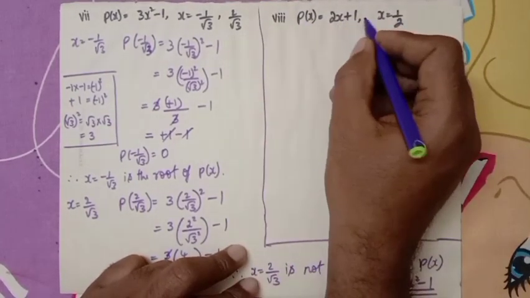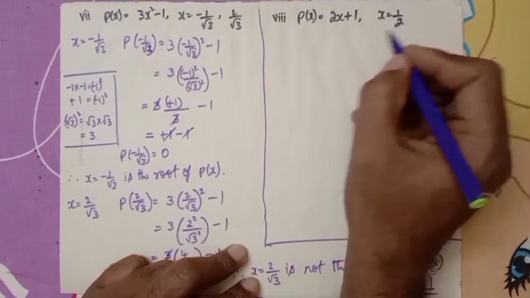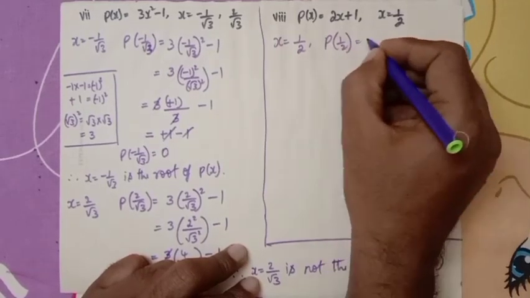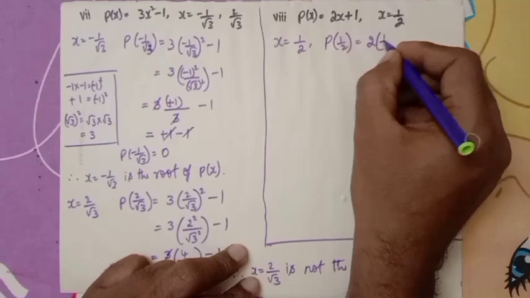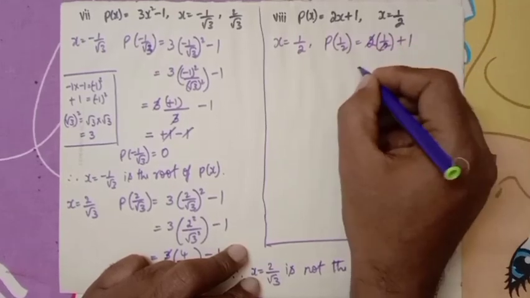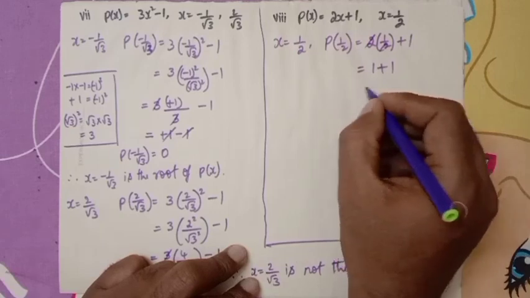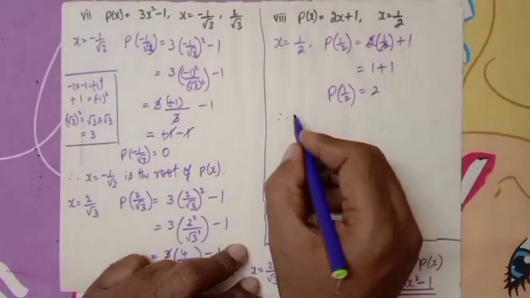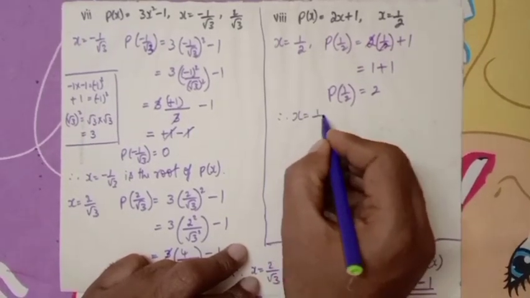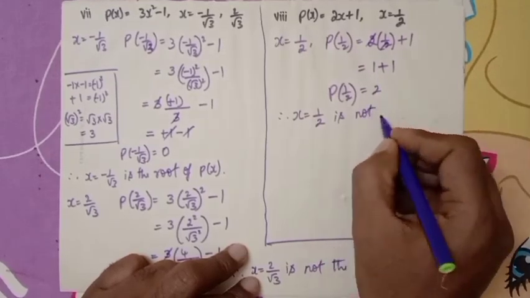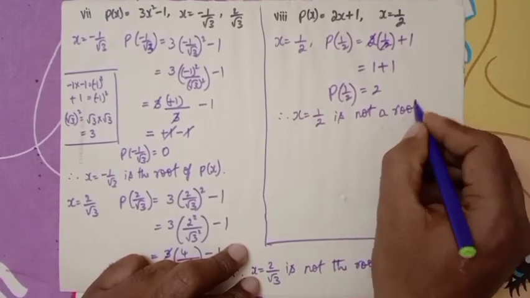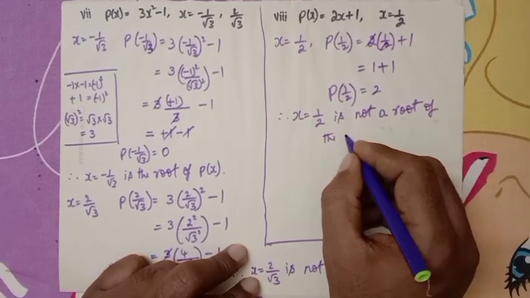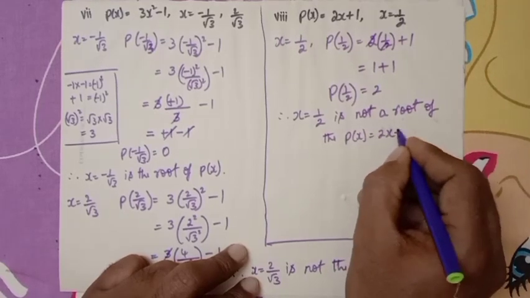P of x is equal to 2x plus 1, where x is equal to 1 by 2. So P of 1 by 2 is equal to 2 into, in place of x we should write 1 by 2, plus 1. So 2 cancels here, 1 plus 1 is equal to 2. That is, P of 1 by 2 is equal to 2. Therefore x is equal to 1 by 2 is not a root of the polynomial P of x is equal to 2x plus 1.